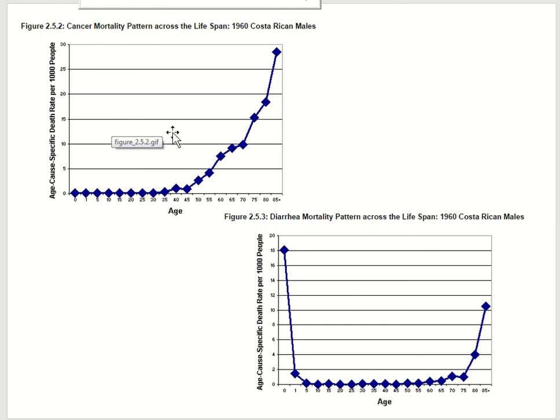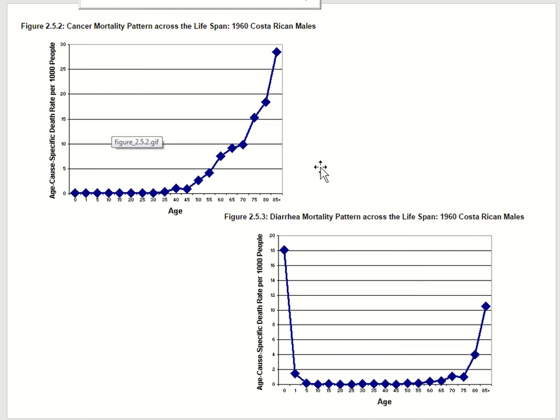Again, so we're continuing with the disease-specific death rate, and we're doing it by age group as well. So going back to Costa Rica males in 1960, we're looking at the cancer mortality pattern across the lifespan. The number of men dying from cancer is shown per age group as well. The nice thing about looking at it this way is you can see that the risk of dying from cancer is really, really low for younger age groups. It starts picking up at maybe 40, 45, and then it peaks at 70, 75, 80, etc., which is what you would expect to see, right?